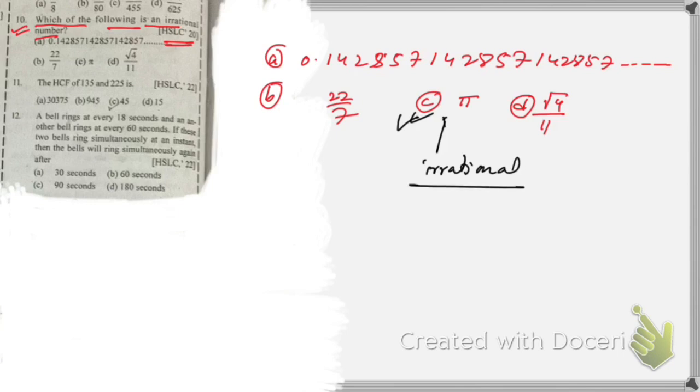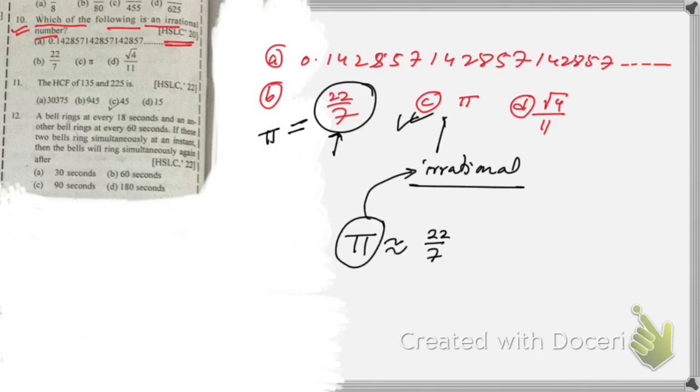Okay, so you may think that 22/7 is the value of pi, then why is it irrational? How can pi be irrational? Now you see, pi is not exactly equal to 22/7. It is approximately equal to 22/7. It is always an irrational number. So that is why here our correct option is pi only. So our answer is going to be pi.